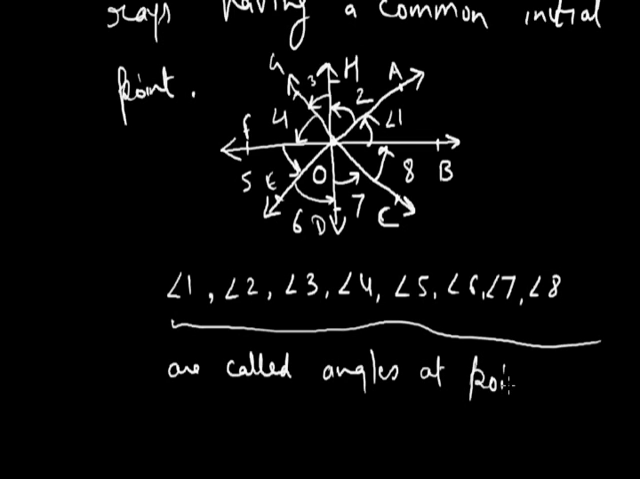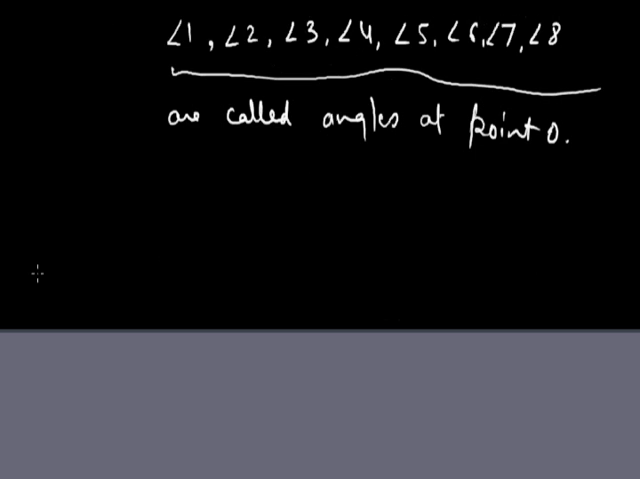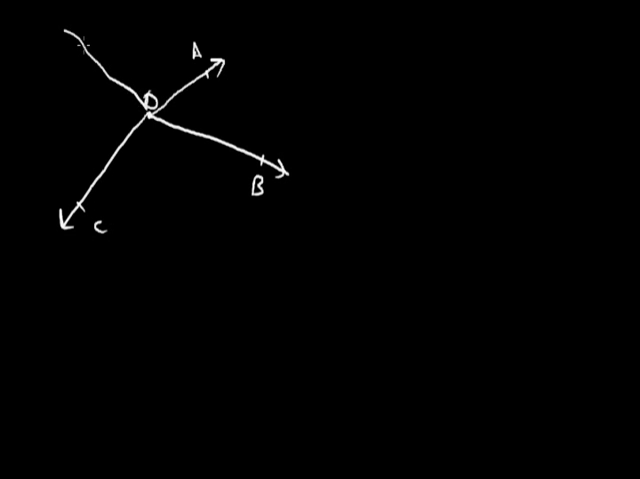Alright, note down one more fact, that the sum of all the angles at a point is 360 degrees. What I have said is the sum of all the angles at a point is 360 degrees. Let us see one more diagram. This is one ray OA, this is another ray OB, this is another ray OC, and this is the fourth ray OD, having a common vertex O.